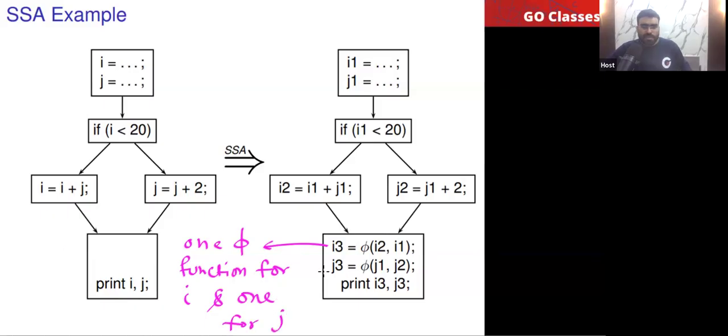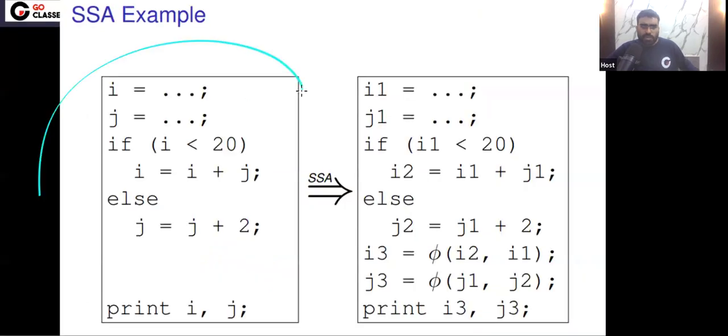Okay, so is this clear? If you go by this side, then J1 should be printed. If you go by this side, J2 should be printed. And finally you can print I3, J3. Is this clear? Let me know understood or not. So like this you can create.